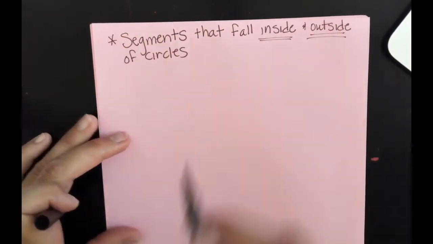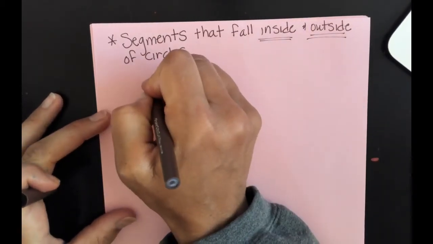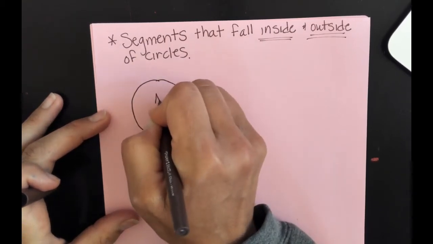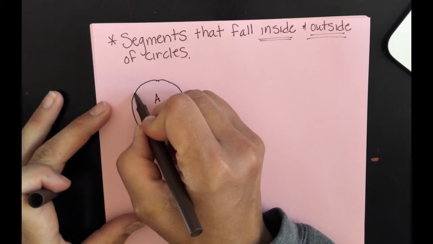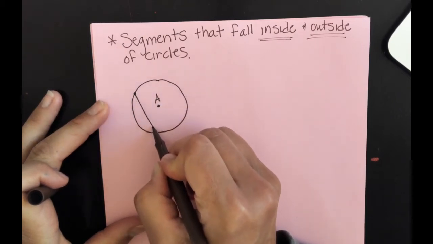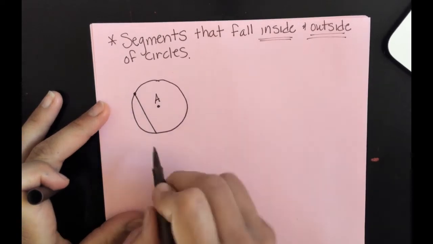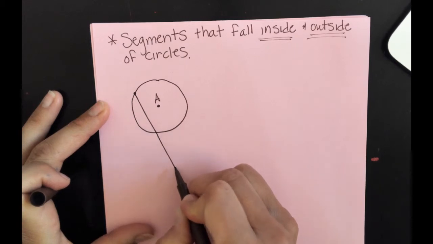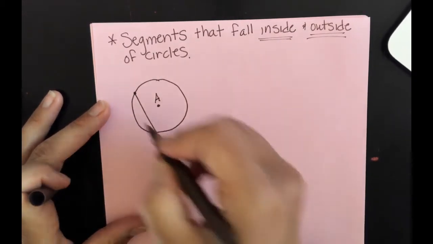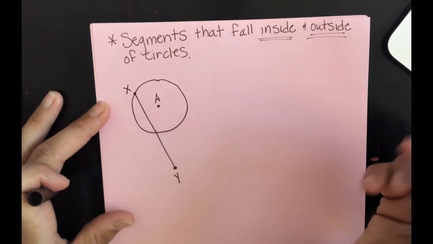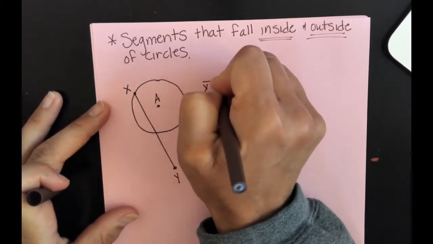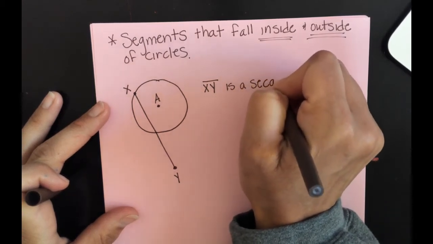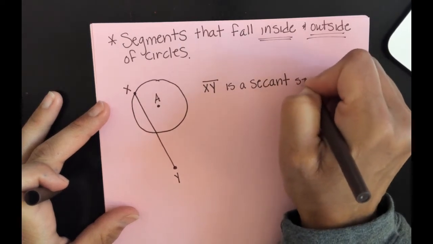And that's what I want to look at very quickly. So in our first circle, again, circle A, we're going to have a segment that looks like it starts off to be a chord because the endpoints are on the circle, but it's going to extend to the outside. So segment XY is a secant segment.